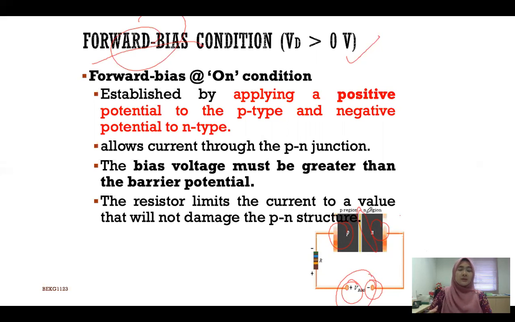So the bias voltage must be greater than the barrier potential. Remember, in the middle we have the PN junction, or depletion region. So it has its own barrier potential, and this bias voltage must be greater than the barrier potential.